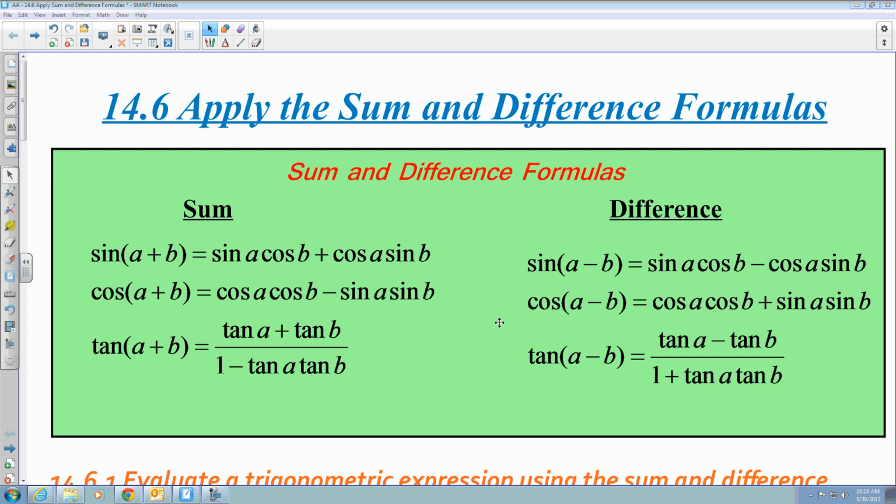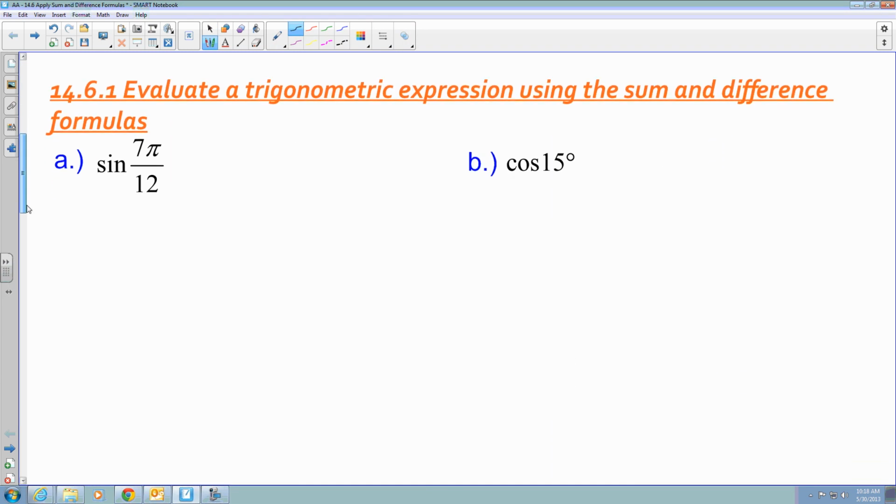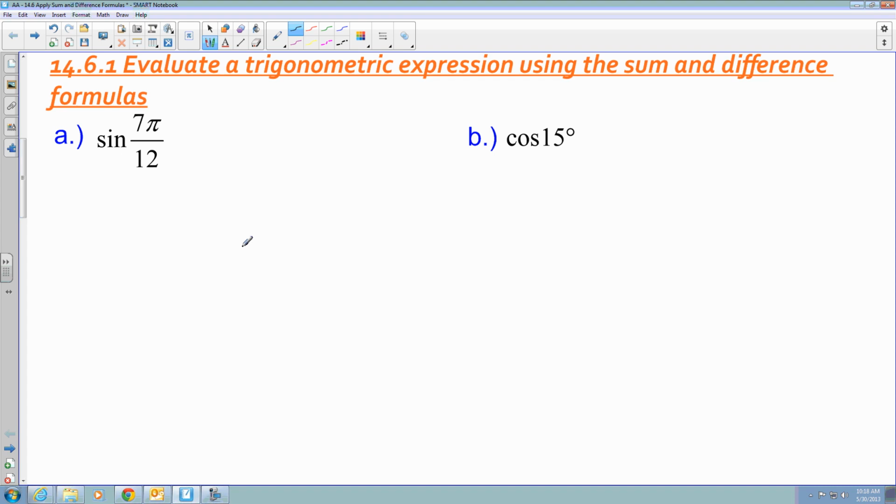But if you were to add two values together, which both of those two values, say A or B, are on those ratios, we can then solve it by using these formulas here in this chart. So if we look at examples A and B, where it says we want to evaluate the trig expressions using the sum and difference formulas. Well, example A tells us the sine of 7 pi over 12.